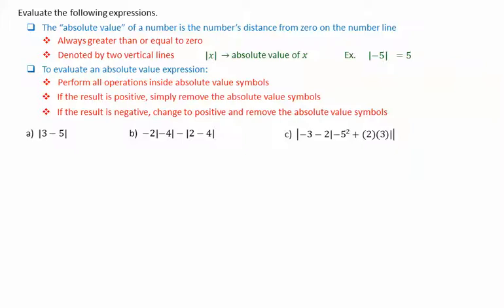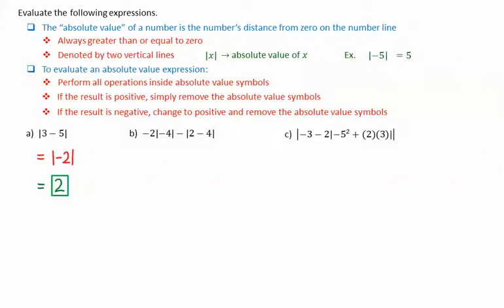For the first example, the absolute value of 3 minus 5, we first perform the 3 minus 5, giving us the absolute value of -2. We then change it to +2 as our final answer.